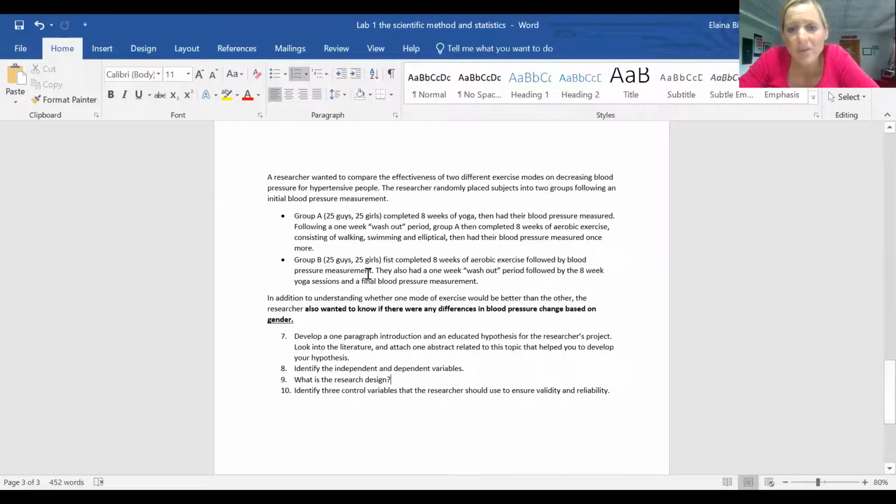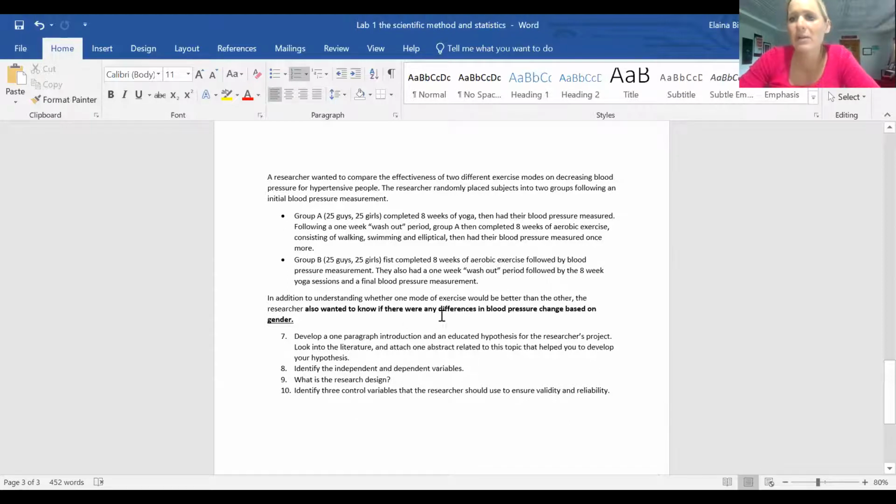So I set up something known as a crossover design, and this is not something that we talked about in that first lecture, so I wanted to discuss that here. When we think about crossover design, notice that half of the groups, or half of the people, group A is going to do yoga first, and then they're going to do aerobic exercise second. Group B is going to do aerobic exercise first, followed by yoga second, okay? They're doing 8 weeks of each of these interventions.